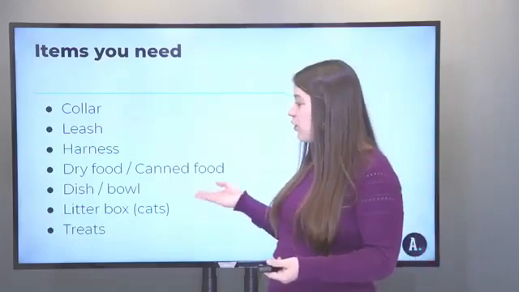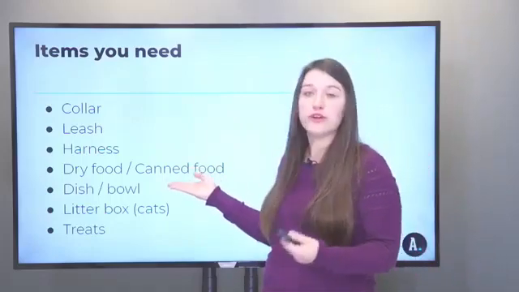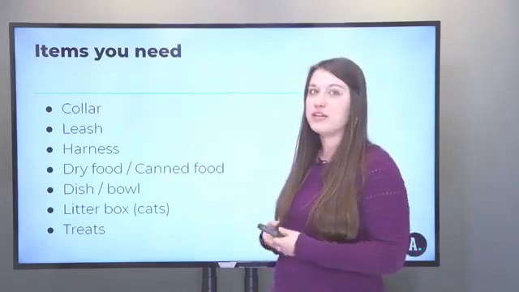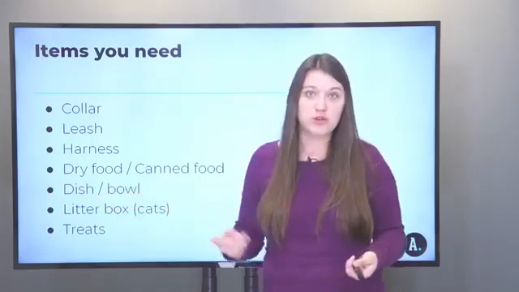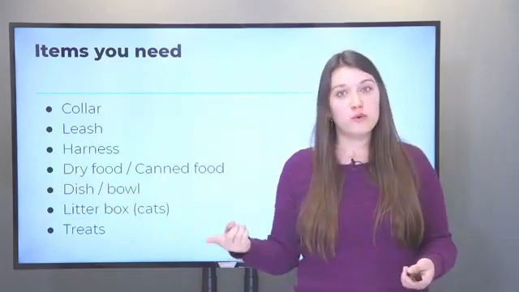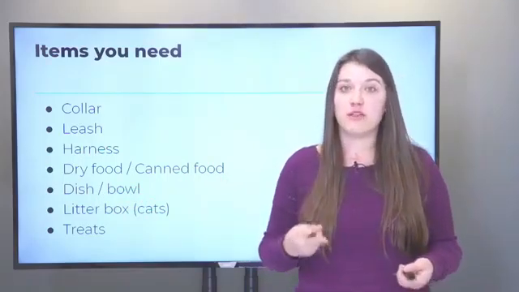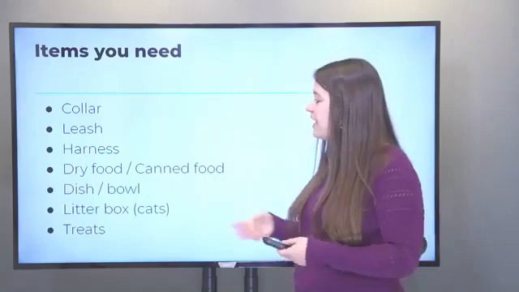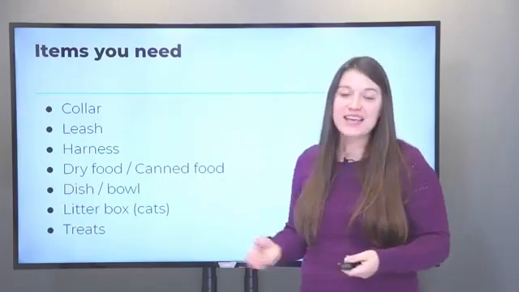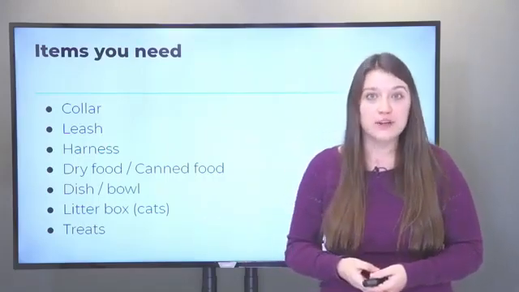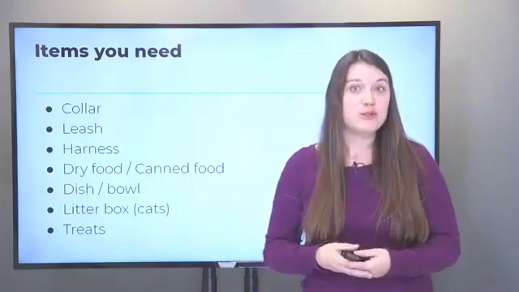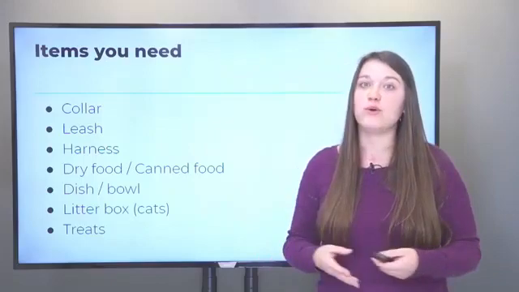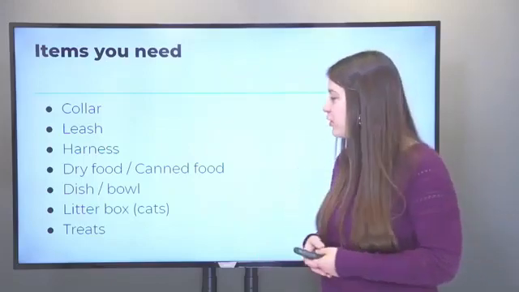All right, so in order for your dog or your cat, etc., to eat, you need to buy them either a dish or a bowl. So you'll need one for the food and another one for their water. All right, if you have a cat, then you're going to need to buy a litter box for them. So this is the box that they use to go to the bathroom. So you'll need to purchase a litter box for your cat.